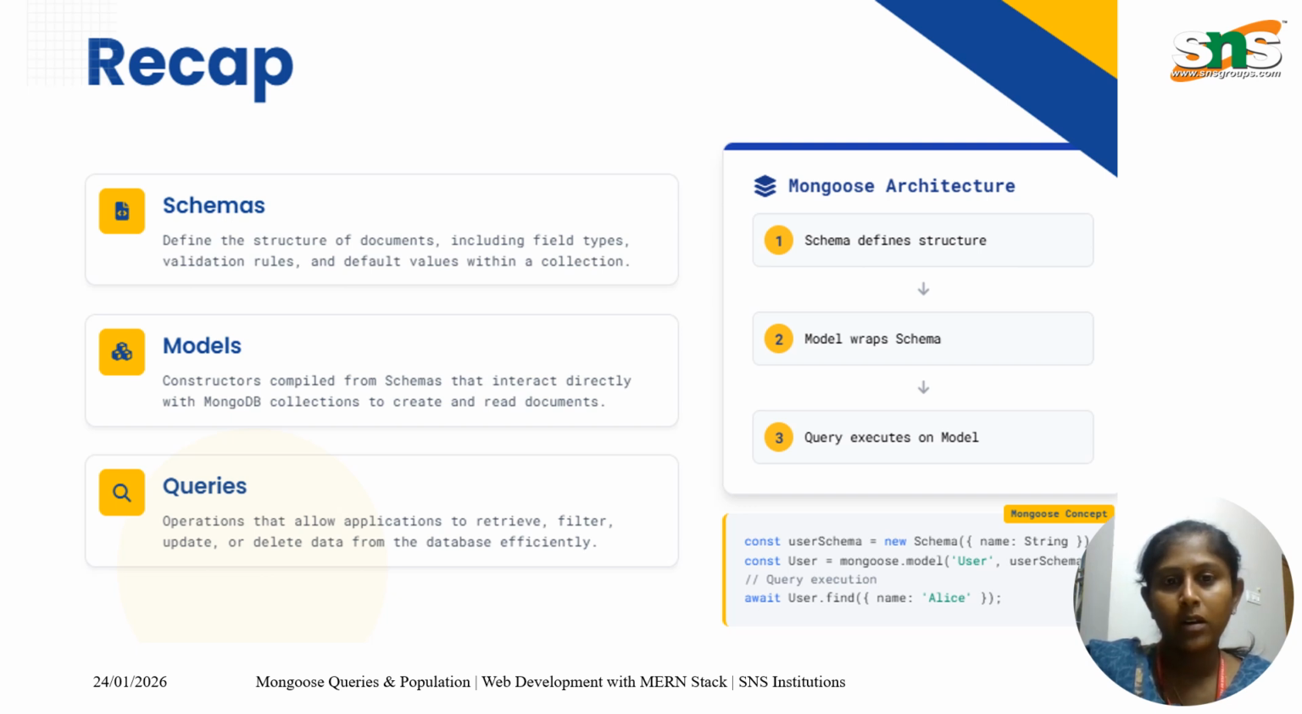The foundational concepts in Mongoose. First, schemas. A schema defines the structure of our documents. It specifies field types, validation rules, and default values. Think of it as a blueprint that enforces consistency in how data is stored in a collection. Next, models. Models are compiled from schemas. They act as an interface through which we interact with the database. Whenever we create, read, update, or delete documents, we do it through the models. Finally, queries. Queries are operations that allow us to retrieve, filter, update, or delete data.